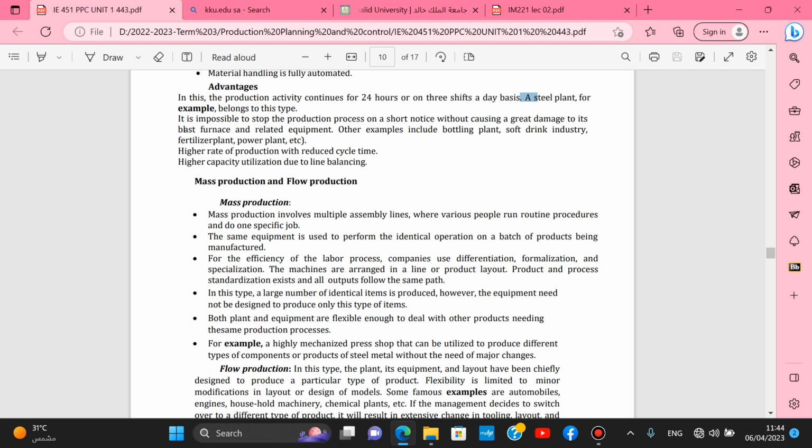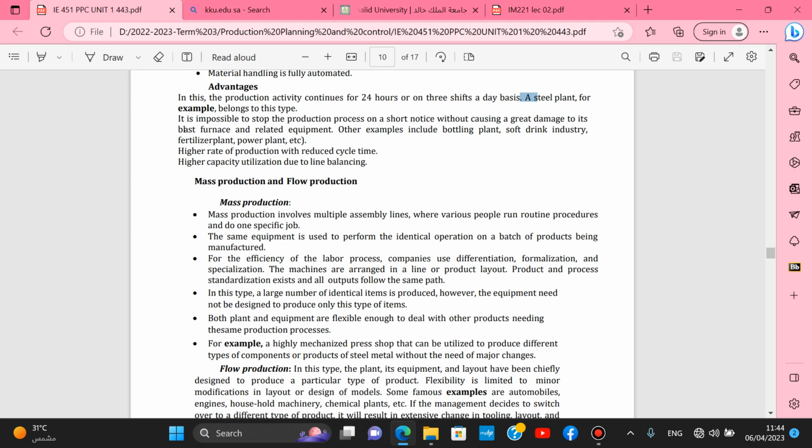For the efficiency of the labor process, companies use differentiation, formalization, and specialization. The machines are arranged in a line or product layout. هنا يعني في الماس production نستعملوا عادة product layout. Product and process standardization exist and all outputs follow the same path. In this type, a large number of identical items is produced. However, the equipment need not be designed to produce only this type of items.